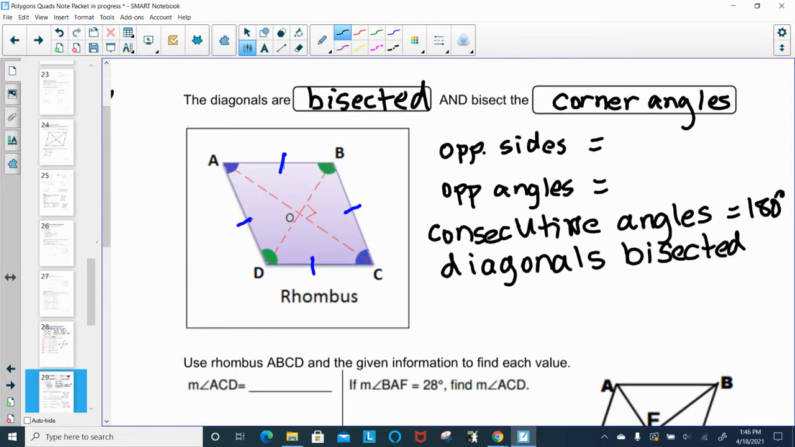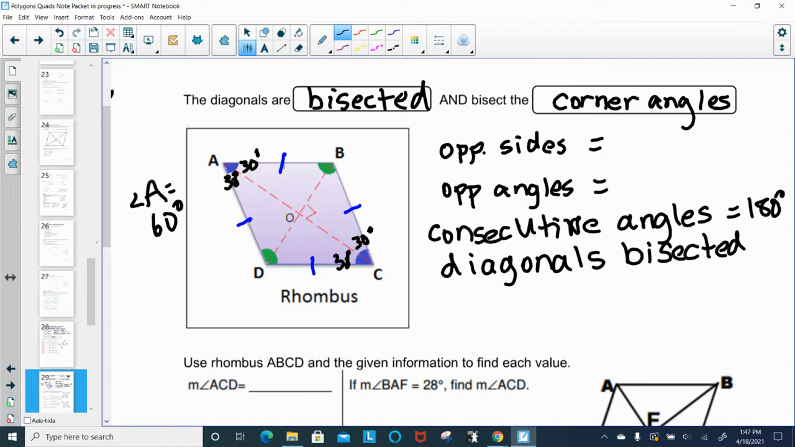But let's just say that this whole angle A, I'm going to make this up, let's say that was 60. Then this diagonal is going to split it exactly in half. So we have a 30 and a 30, and we have a 30 and a 30, just like that. So that's what those look like.